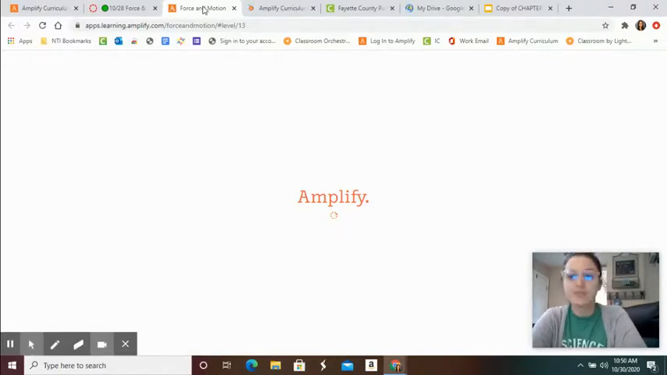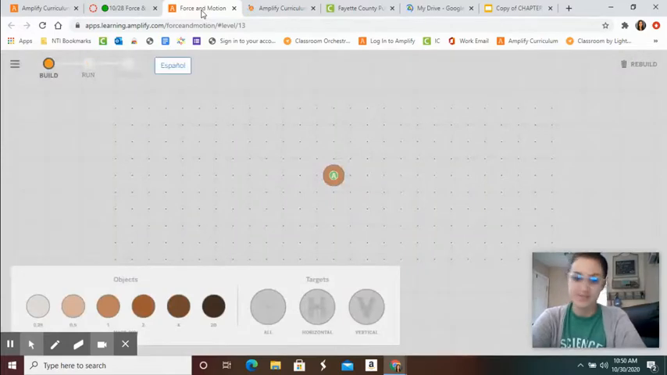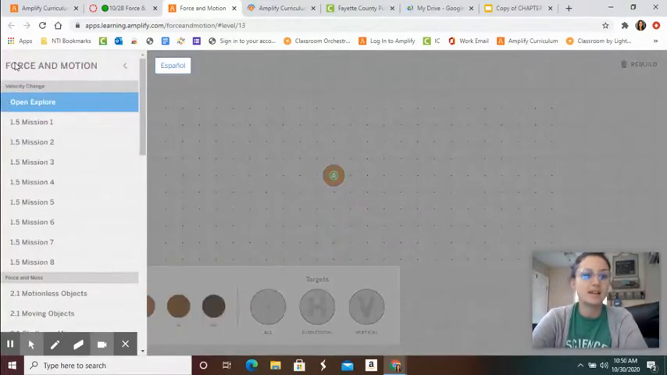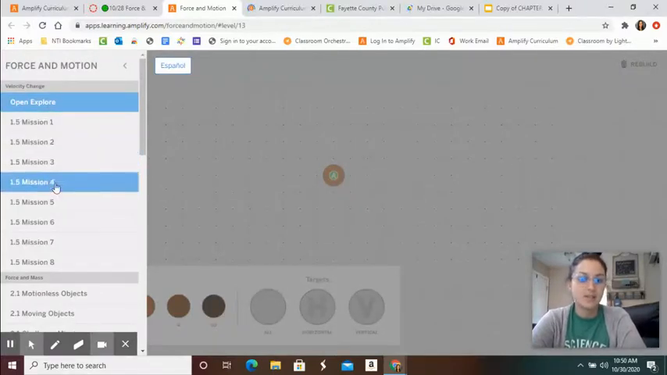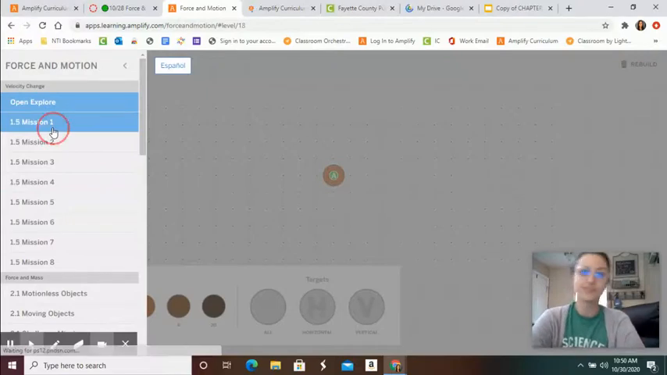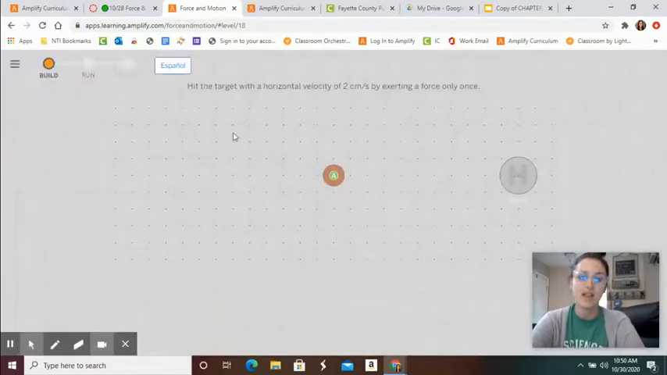I hear you. So I'm going to attempt each mission. And if you remember from class, in the top left corner, that is where the drop-down menu is, and each one of the missions is there. So mission 1. Our goal is to hit the target with a horizontal velocity of 2 centimeters a second and exerting a force only once.